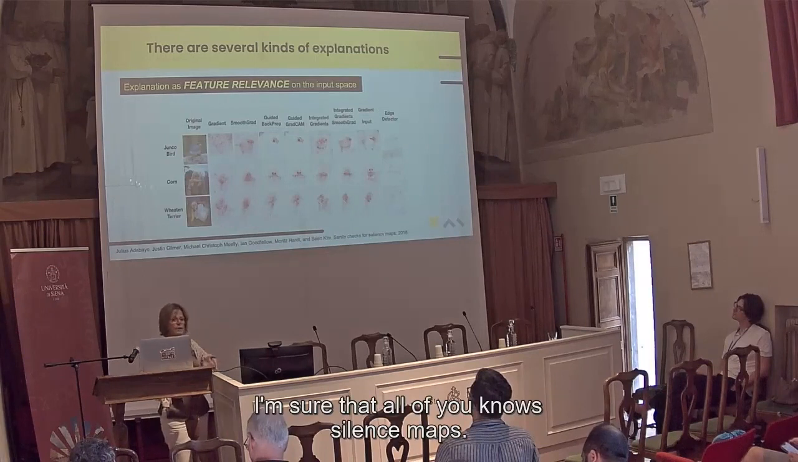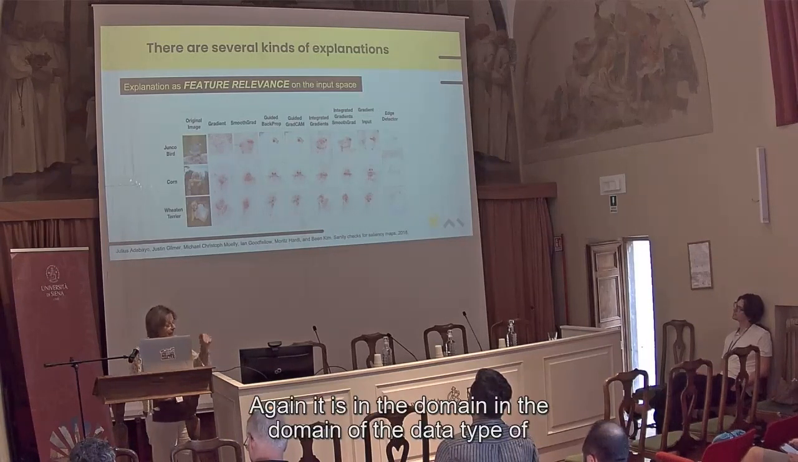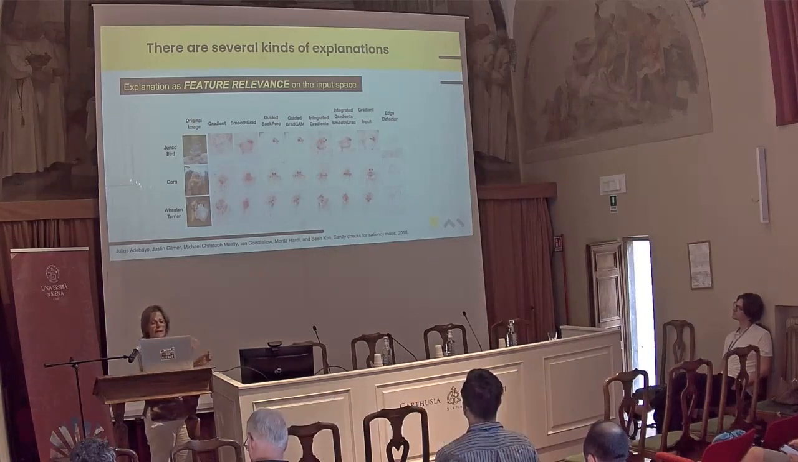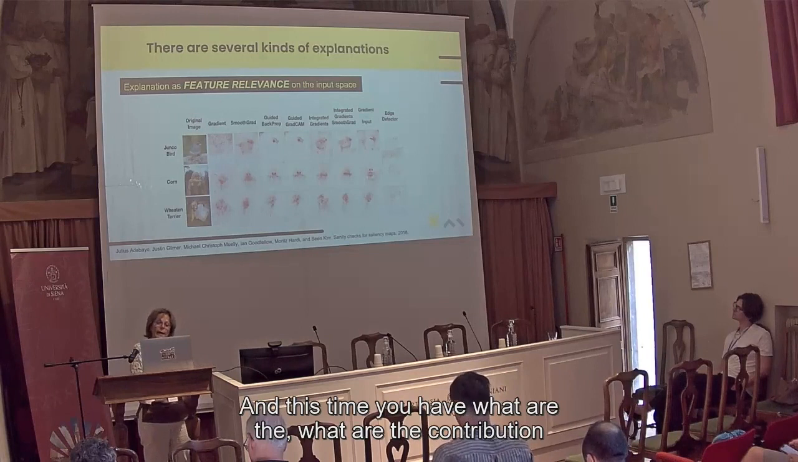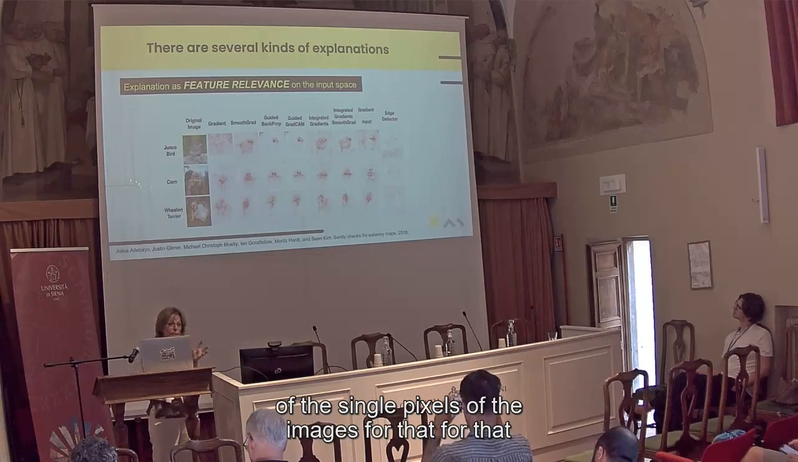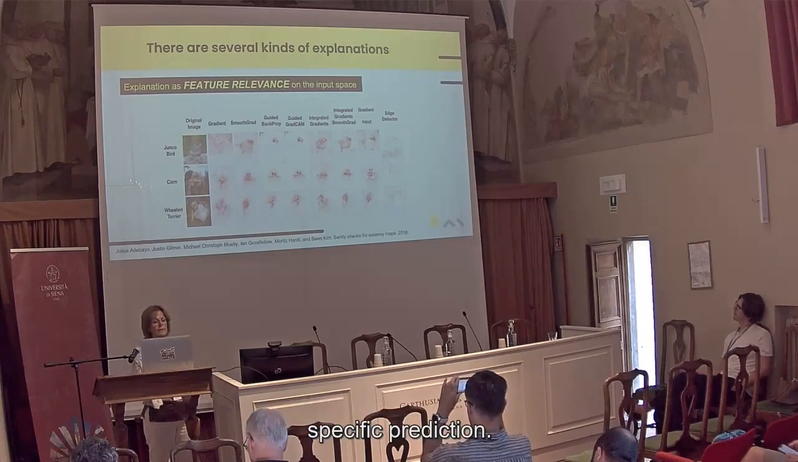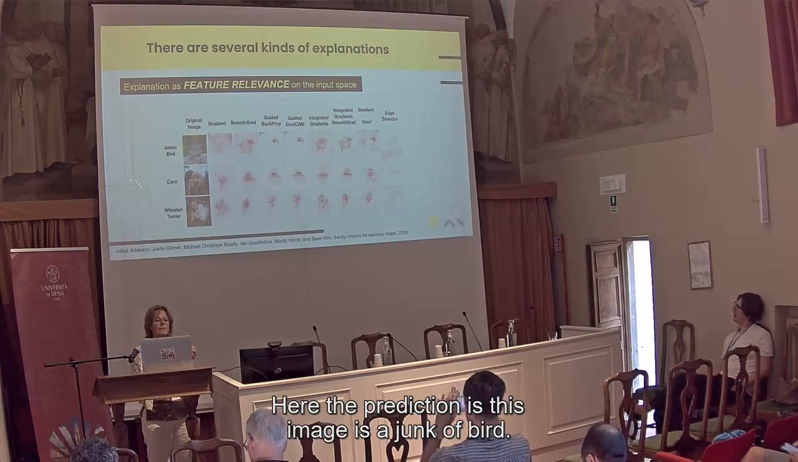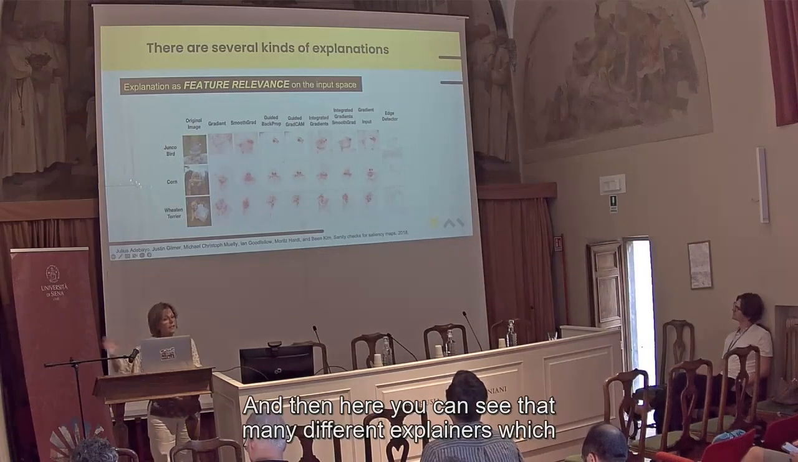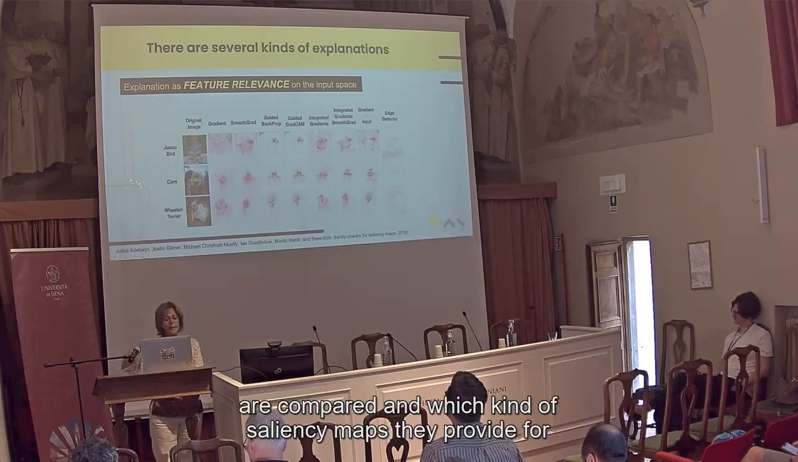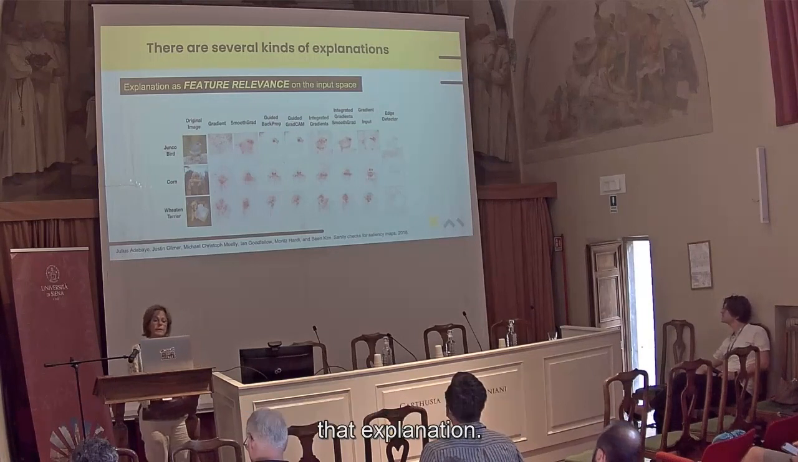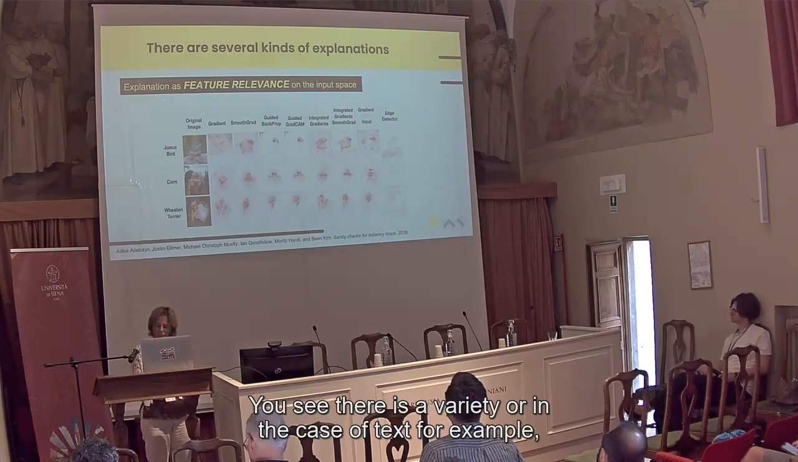On images, I'm sure that all of you know saliency maps. Again, it is in the domain of the image data type, and this time you have the contribution of the single pixels of the image for that specific prediction. Here the prediction is that this image is a Junco bird, and you can see many different explainers which are compared, and which kind of saliency maps they provide for that explanation. You see there is a variety.